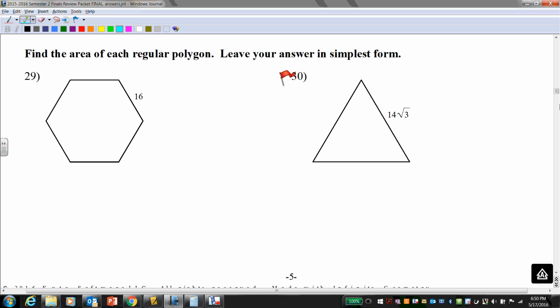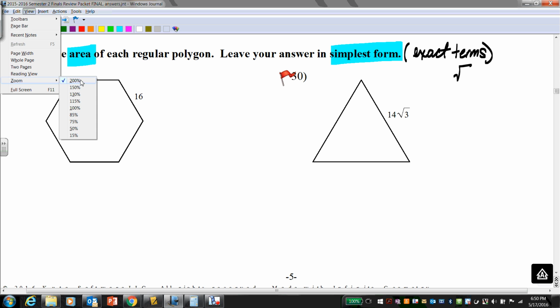All right, it says find the area of each regular polygon. Leave your answer in simplest form. That phrase, simplest form, is another way of saying exact terms, which means you're going to be working with radicals here. So let's take a look at number 30 together.